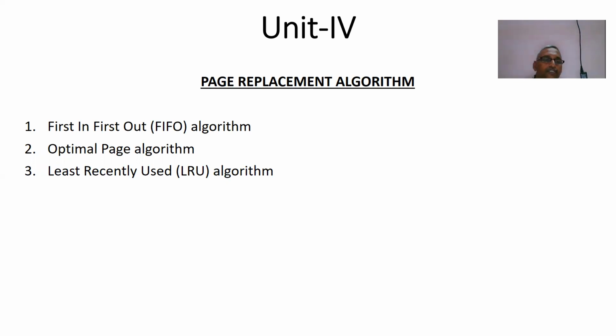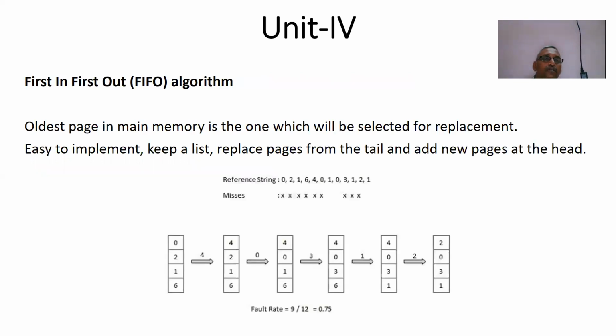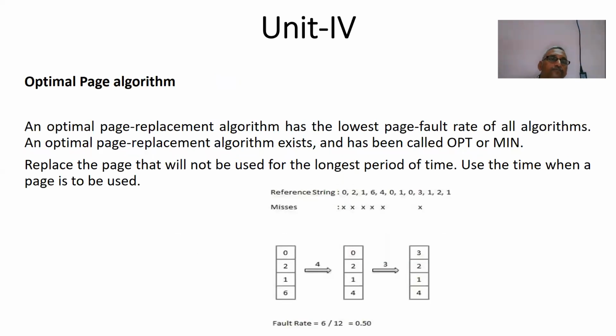First, we see the first in, first out algorithm. Here the oldest page in main memory is the one which will be selected for replacement. It is easy to implement: keep a list, replace pages from the tail, and add new pages at the head. These are the reference string and misses.